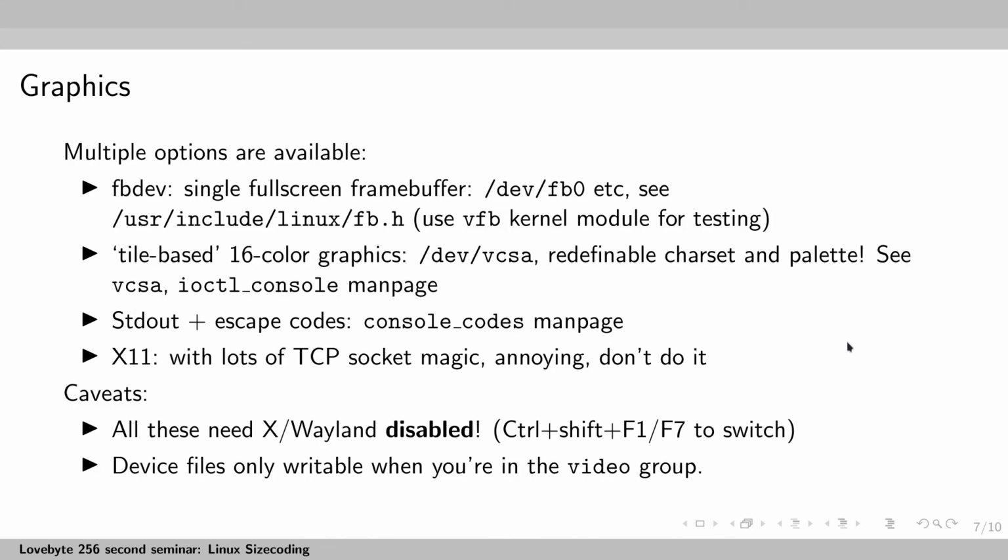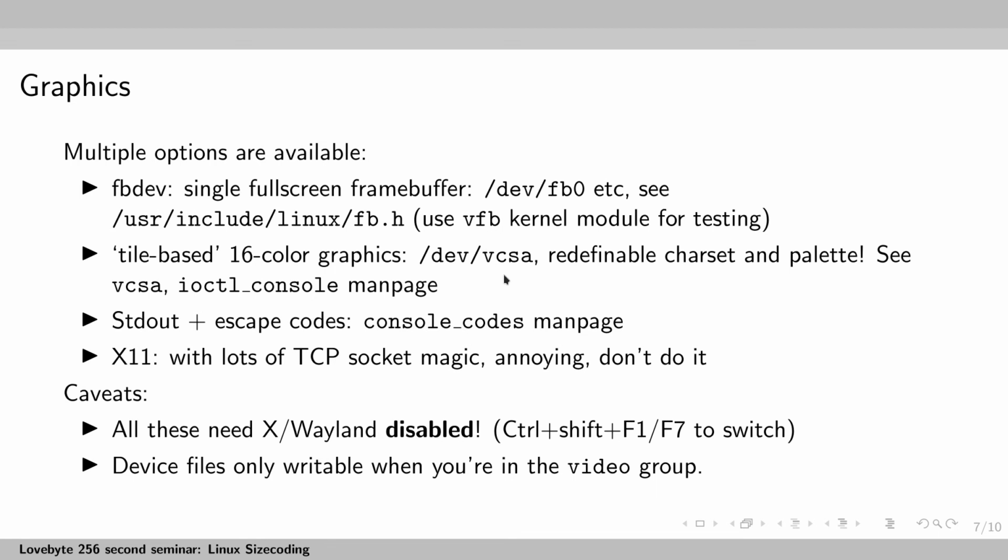For graphics, there's the fbdev, which just gives you a single full screen frame buffer using /dev/fb0. There's also this header with more information. There's the vfb kernel module, which you can use for testing within your graphical environment, which is useful. Also, you can capture using that.